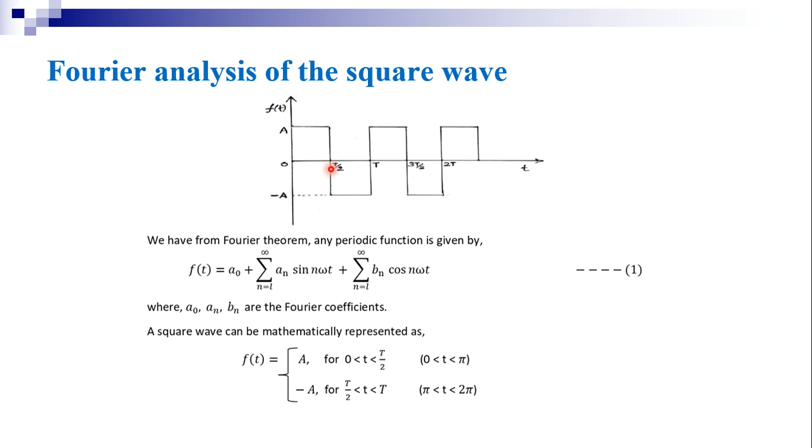Similarly, the function f of t will have a maximum amplitude in the negative axis direction, that is minus A, for the time between T by 2 to T. So from T by 2 to T, the function is equal to minus A. Therefore the function repeats periodically, hence a square wave can be represented as simply the amplitude A or minus A.